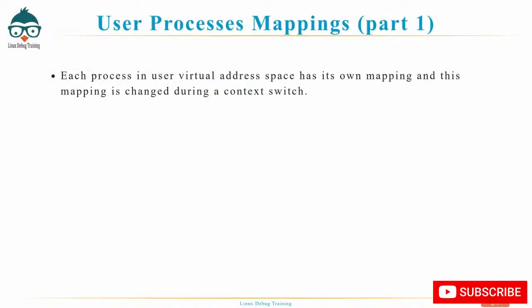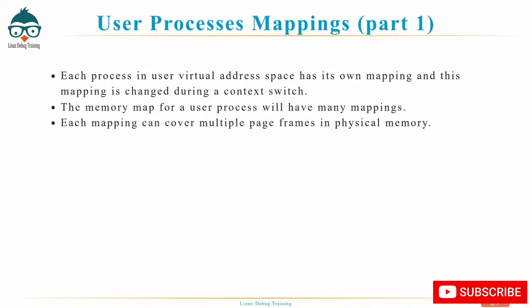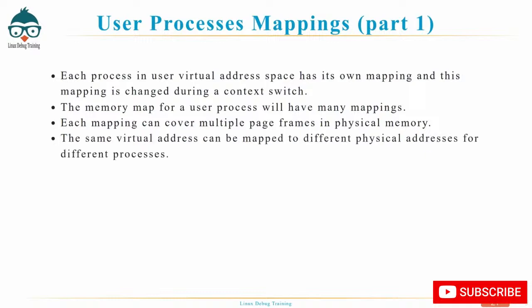User process mappings, part 1. Each process in user virtual address space has its own mapping, and this mapping is changed during a context switch. The memory map for a user process will have many mappings. Each of these mappings can cover multiple page frames in physical memory. The same virtual address can be mapped to different physical addresses for different processes, and we will look at this in more detail in an upcoming slide.